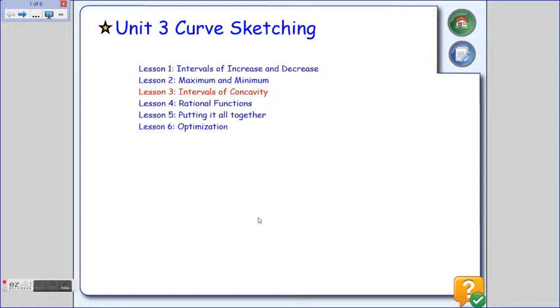Welcome to today's lesson, Unit 3, Curve Sketching, Lesson 3. We're going to study intervals of concavity today and the second derivative.